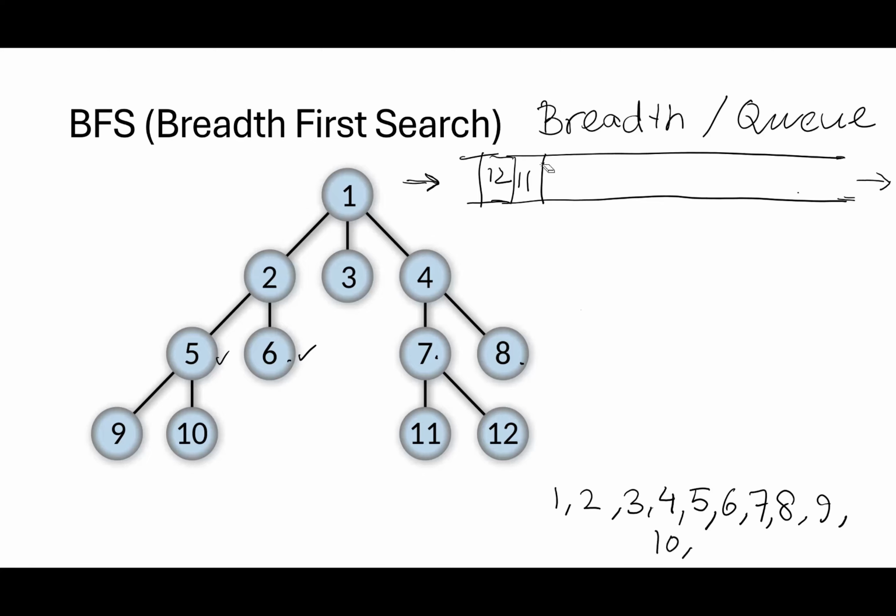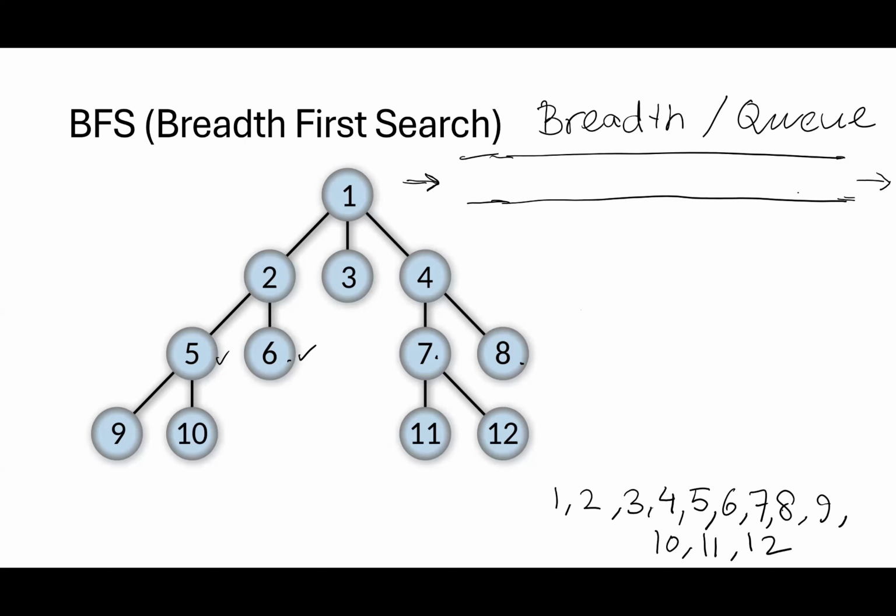Then we take out 11. None of these have any more children left, so nothing goes into the queue. And then we take out 12. So that's it. Okay, so using a queue, we are making sure that we visit the breadth or width first before we visit the depth, right? And the algorithm ends when the queue is empty.